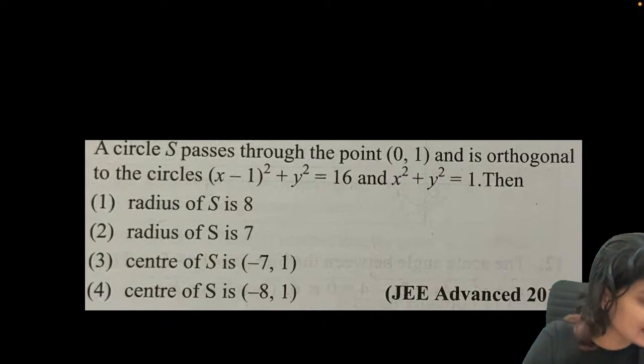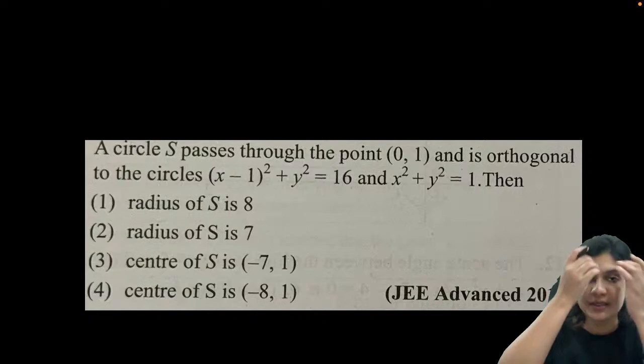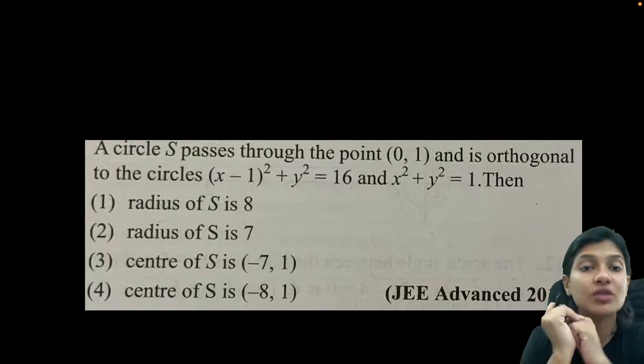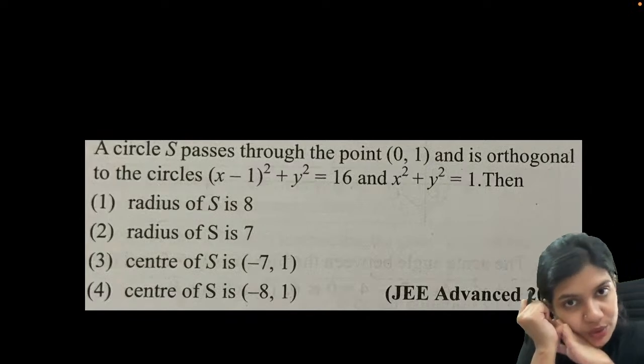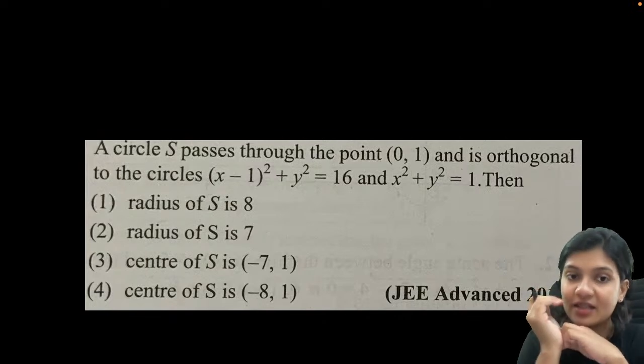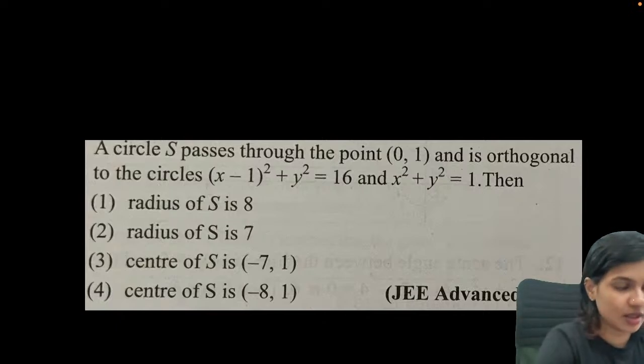This is also a multi-correct answer question. The circle S passes through the point 0, 1 and is orthogonal to the circles (x minus 1) whole square plus y square equals 16 and x square plus y square equals 1. Then, which among the four options are correct?